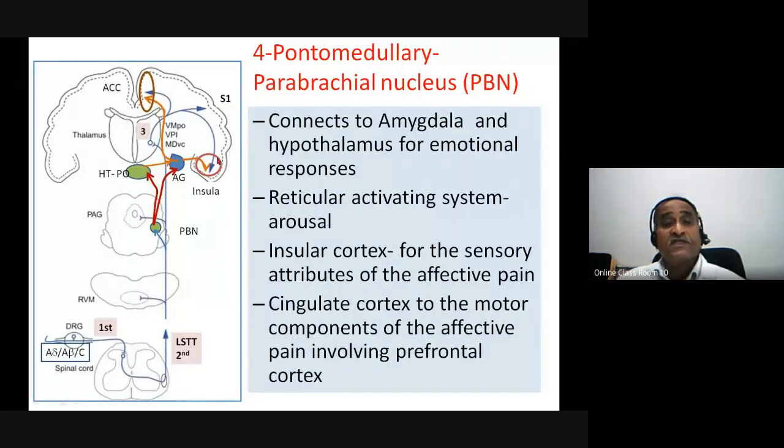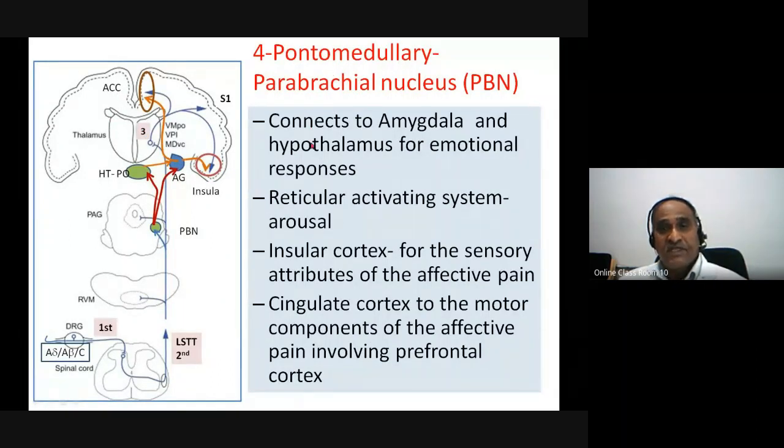This insular cortex forms part of the paleospinothalamic tract, that is for the affective or emotional components of the pain. Because this connects with the cingulate cortex, this insula and cingulate cortex, and these two connect with the prefrontal cortex on this side and the limbic system back. So they all together form the affective component of the pain.